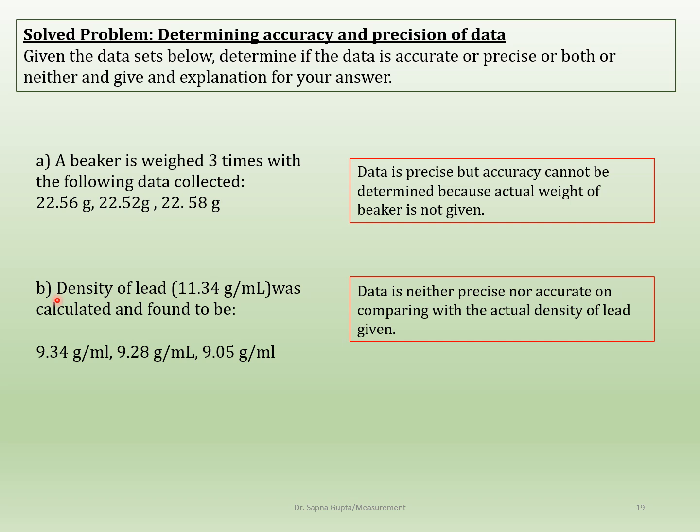In the second example, the density of lead is 11.34, and in the lab it was calculated and found to be 9.34, 9.28, 9.05. It's not quite precise, because 9.34 and 9.05 are quite far from each other, and it is really far from what it is supposed to be, 11.34. So it's time to change those instruments. It's neither precise nor accurate at this point.